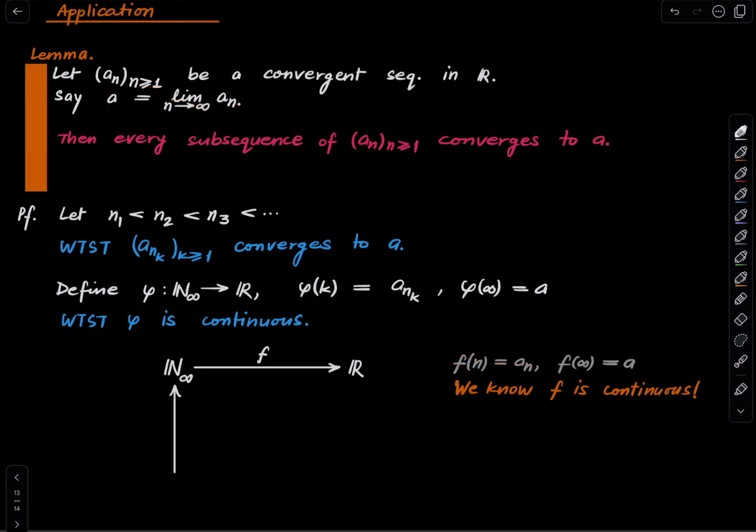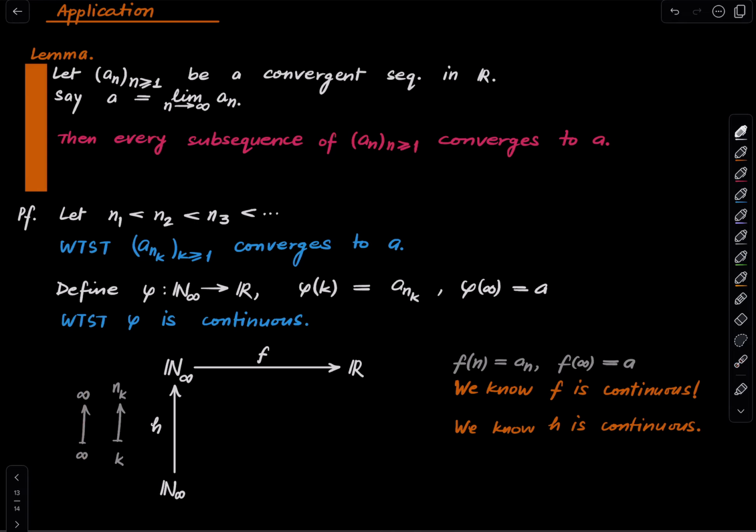And here we define another map. Which map? Let us give it a name, maybe some nice name, maybe H. So what does this do? This takes k to n_k and infinity to infinity. And we know H is continuous. We know H is continuous because of the previous proposition. That was precisely that proposition. If you have a strictly increasing function on the naturals, which takes infinity to infinity, that thing will be continuous.